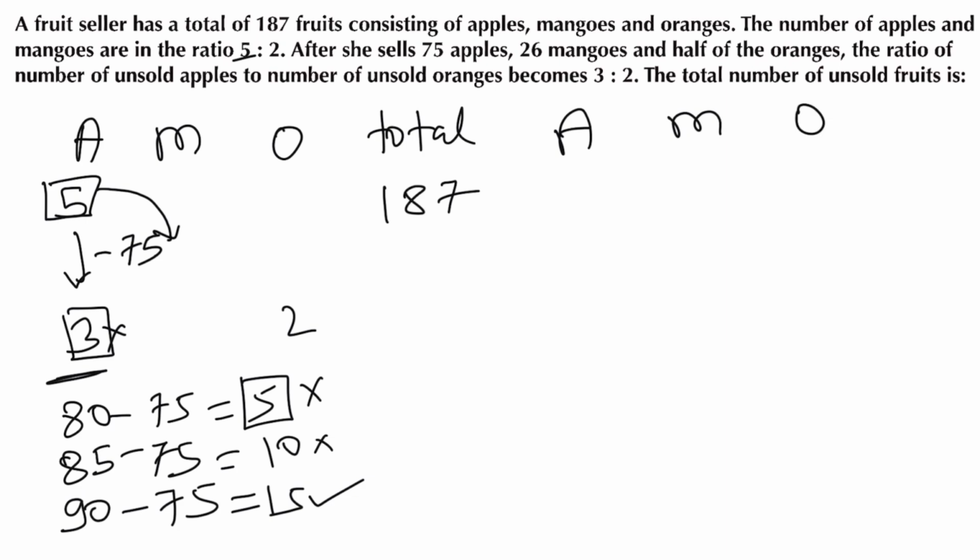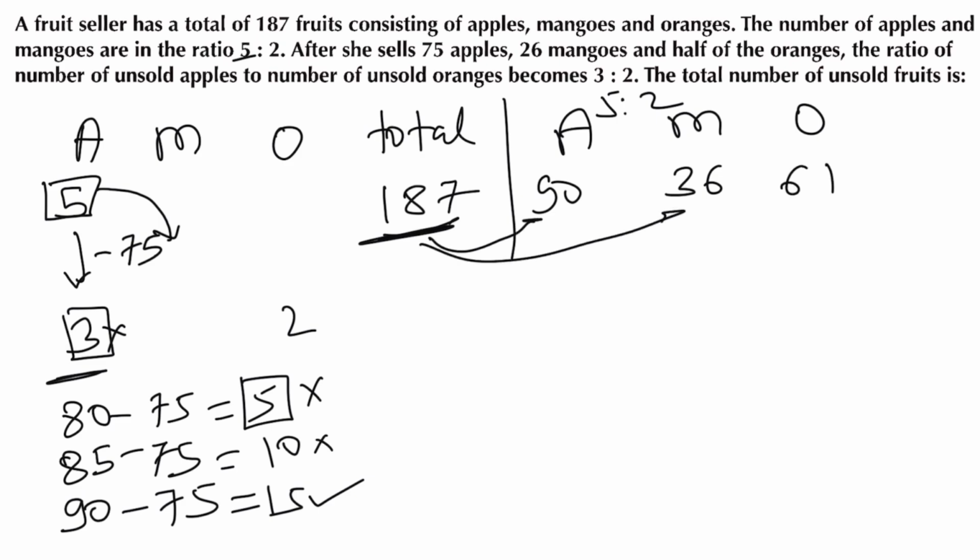Apples, mangoes, and oranges. Initially, apples and mangoes are in the ratio of 5:2. So 5 corresponds to 90. It is a multiple of 18. 5 18s are 90, so 2 18s are 36, we have 36 mangoes initially. And now we have a small problem. Since we have 187 fruits in total, from 187, if I subtract 90 and 36, the remaining value is 61. That's not possible because half the oranges are getting sold. So the number of oranges initially has to be an even number and not 61, which is odd. So the number of apples initially can't be 90 either.